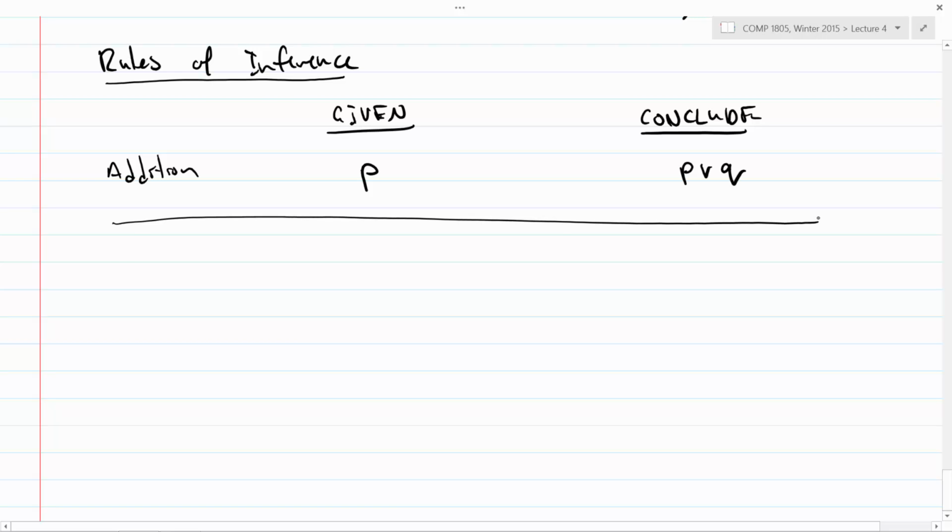We also have the conjunction rule. And here you're given P and Q, and you can conclude that P and Q is true. So if I told you, hey, this fact P is true, and then later on I told you, hey, this fact Q is true, well, you could combine them together to derive that their conjunction is also true.